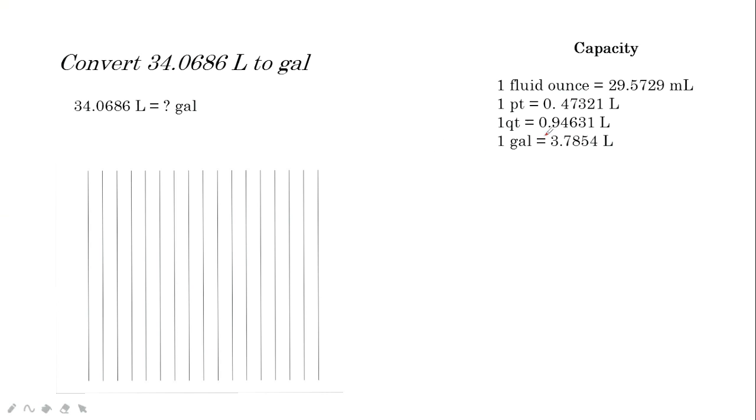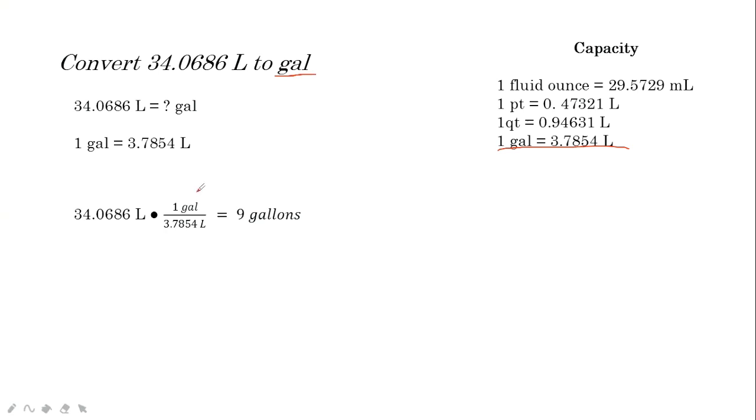So, dito, meron na tayong direct. Ayan siya, gallon to liter. So, mas madali na lang sa atin. Ayan, 1 gallon is equal to 3.7854 liters. So, again, laging tatandaan, i-convert natin siya to gallon. So, kailangan nasa taas ang ating unit ng gallon and nasa baba ang liter para ma-cancel natin. So, liter. So, 34.0686 times 1 divided by 3.7854 is equal to 9 gallons.